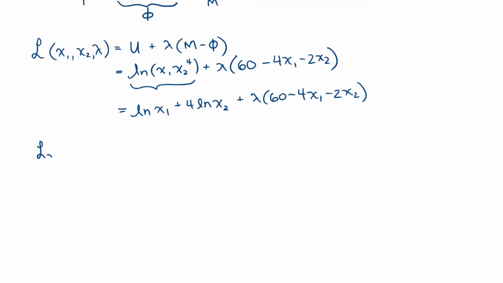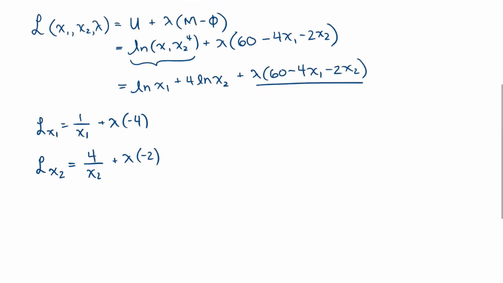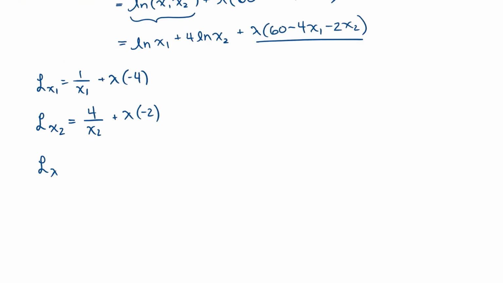So the derivative with respect to x1, for ln of x1, it's going to be 1 over x1. And then the next x1 term is in my constraint. So this is going to be plus lambda times -4. The next derivative is going to be with respect to x2. I have 4 ln of x2. That's going to be 4 over x2. And then the next x2 term is within the constraint. This is going to give me plus lambda times -2. And then I do my derivative with respect to lambda, which is my budget minus the constraint.